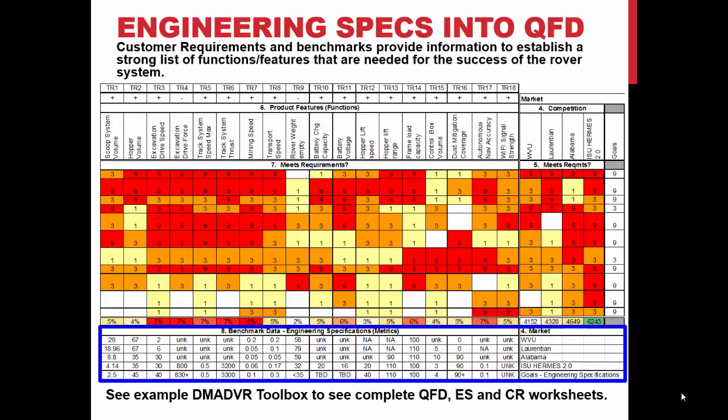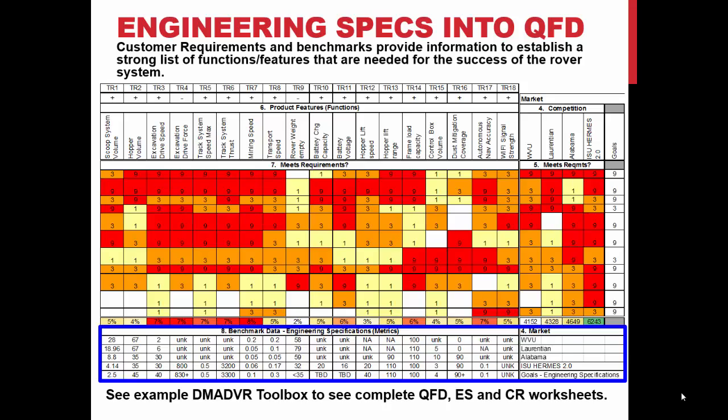In this case, you can see that we've got scoop system volume set up. The units will be listed on the DMADVR toolbox for each of these. In the case of the scoop system volume, the units there are going to be liters. The hopper volume is also listed in liters. Excavation drive speed is going to be listed in cycles per minute. Excavator drive force is going to be in newtons. Track speed, meters per second, and so forth.